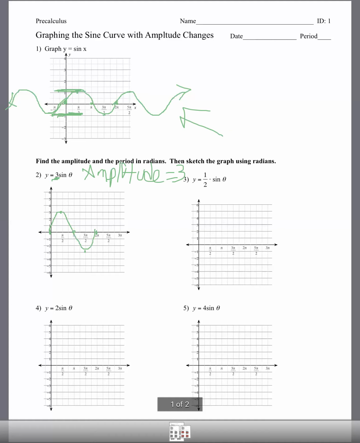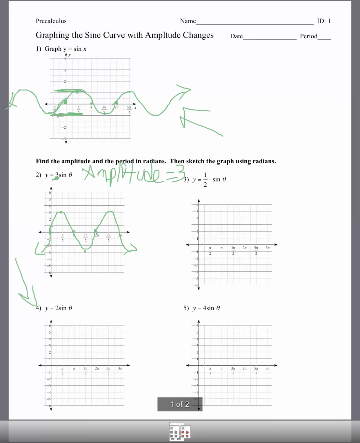Okay, and then again, it just keeps going, right? It's just going to bounce between +3 and -3 forever. So that's going to keep going. But that's it. That's the only thing that changes. So if you have a number in front of sine, that's going to tell you how high or how low you're going. So number 4, right?